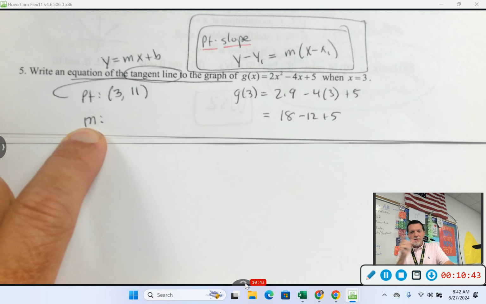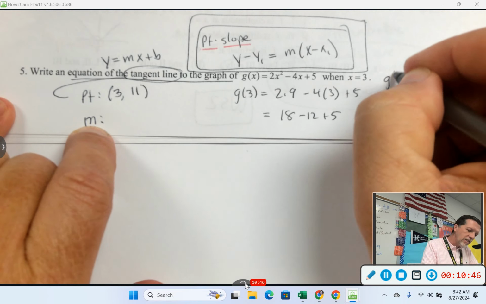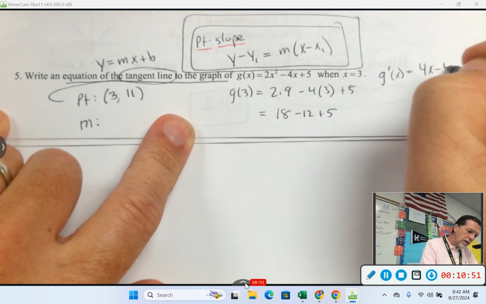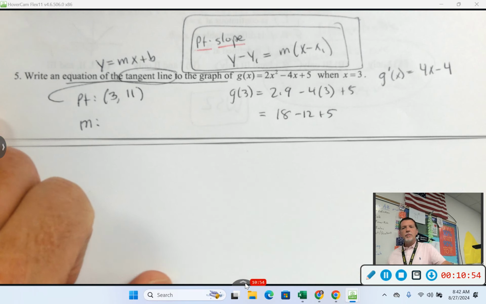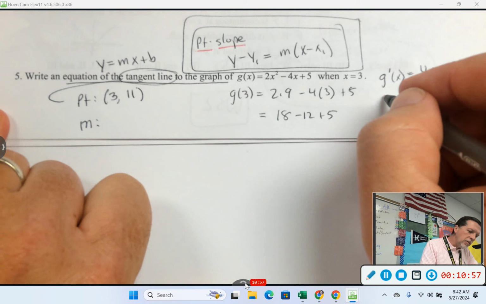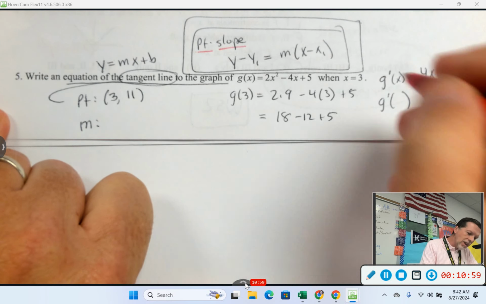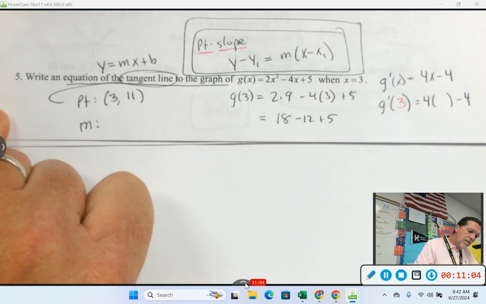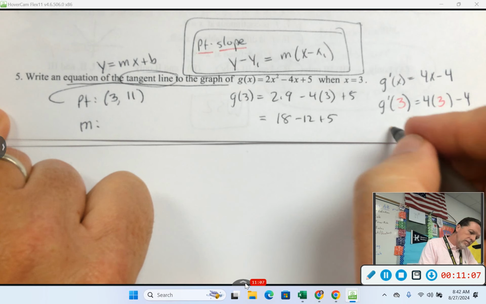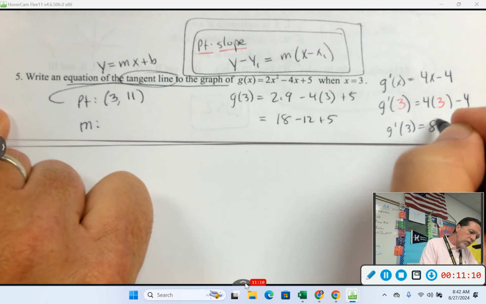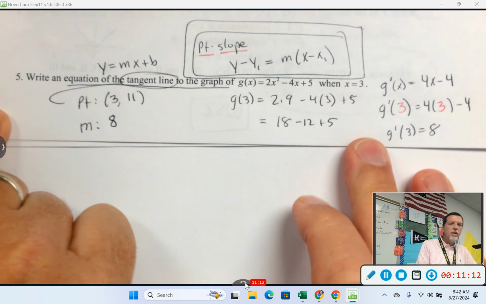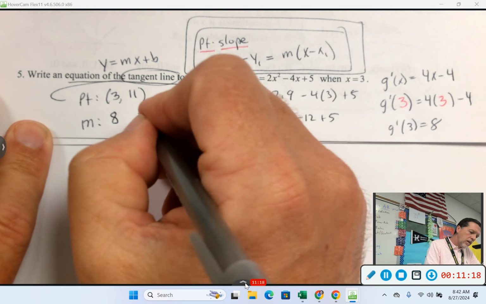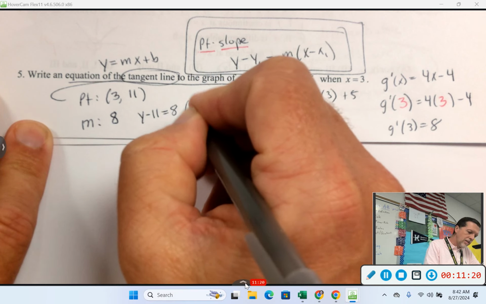Slope and derivative we use almost interchangeably. So let's take a derivative. 4x minus 4. I used them to give us an easy one. But then the derivative at 3 means plug in 3. So 12 minus 4 is 8. So I've got my point, got my slope. Y minus 11 equals 8 times x minus 3.